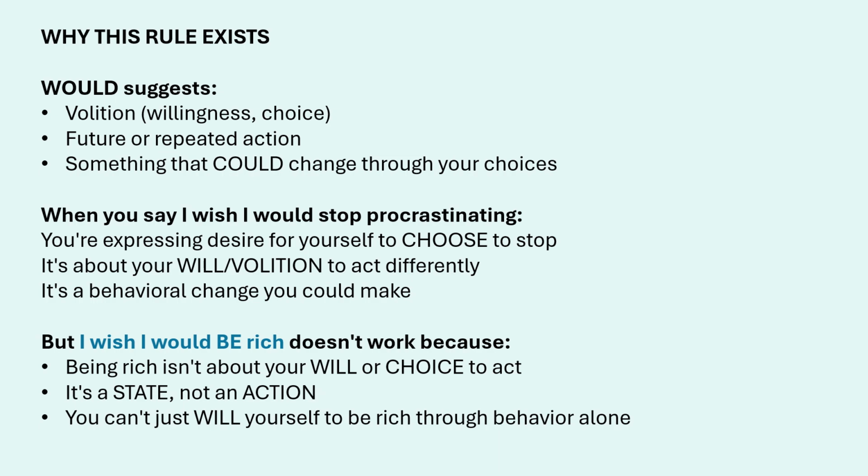Why this rule exists: would suggests volition, willingness, choice. Future or repeated action. Something that could change through your choices. When you say, I wish I would stop procrastinating, you're expressing desire for yourself to choose to stop. It's about your will, your volition to act differently. It's a behavioral change you could make. But I wish I would be rich doesn't work, because being rich isn't about your will or choice to act. It's a state, not an action. You can't just will yourself to be rich through behavior alone.